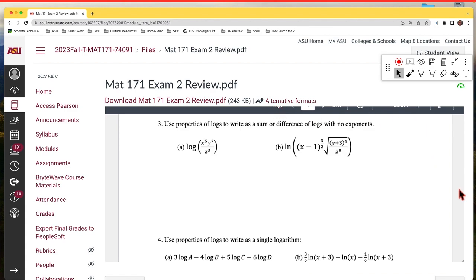When we're multiplying two things inside of a logarithm, what does that become? Adding of two logarithms. So that's the first thing I see here, is that we're multiplying two things. And then we got the natural log, so this is going to become the natural log of x minus 1 to the 3/2 power plus the natural log of this square root thing. But when we have a square root, what kind of an exponent is that?